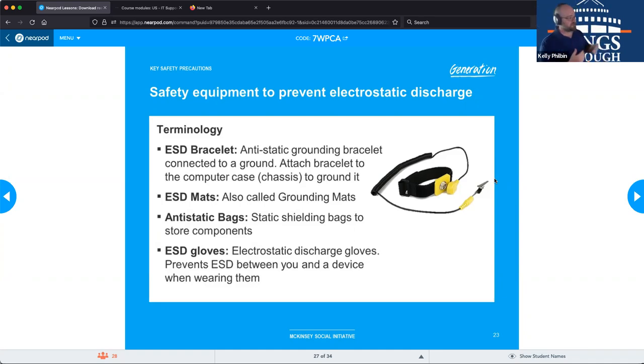So the wrist strap is the most common. It's this one right here. Most kits you buy will have one of those in it. And thankfully, they are relatively inexpensive.